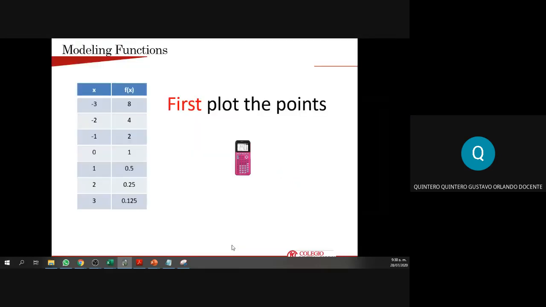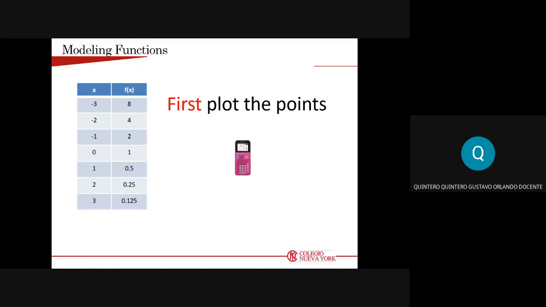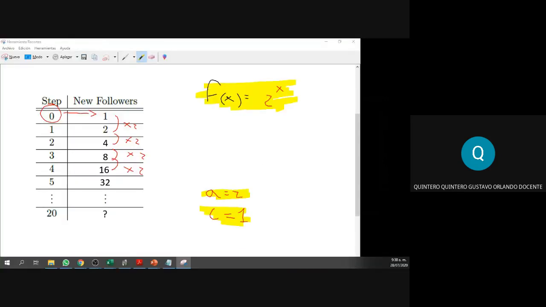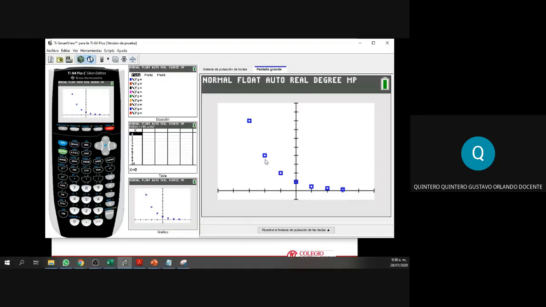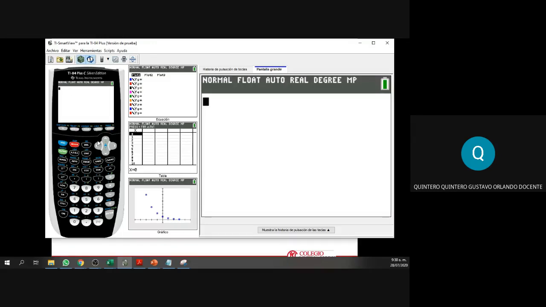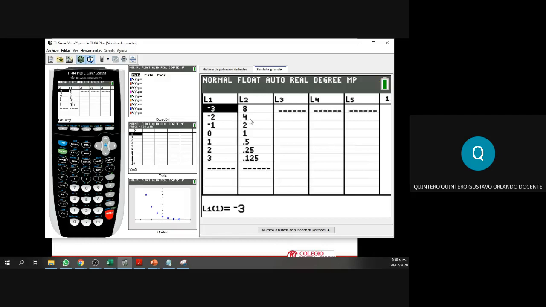So congratulations. First, plot the points. Now we have the points plotted. Of course, let's come back. Let's say we are in this screen. We're in blank, right? And I give you a bunch of data to plot. So you go to statistics, edit, and you introduce the data, a bunch of numbers, enter. You introduce the data, right?